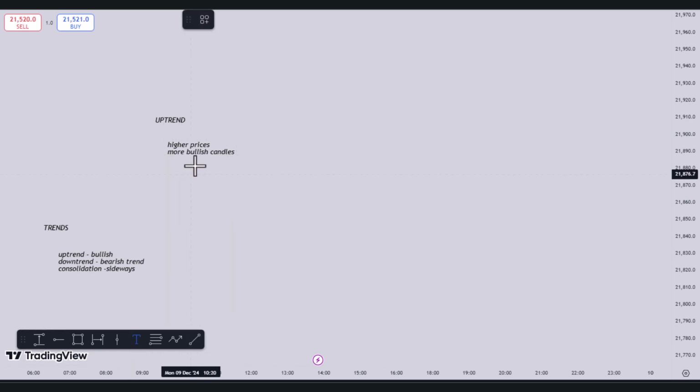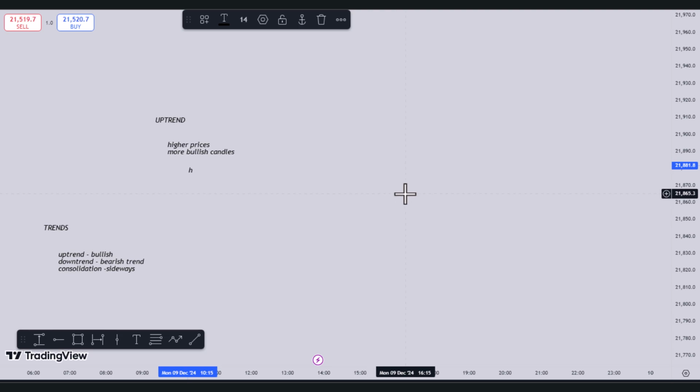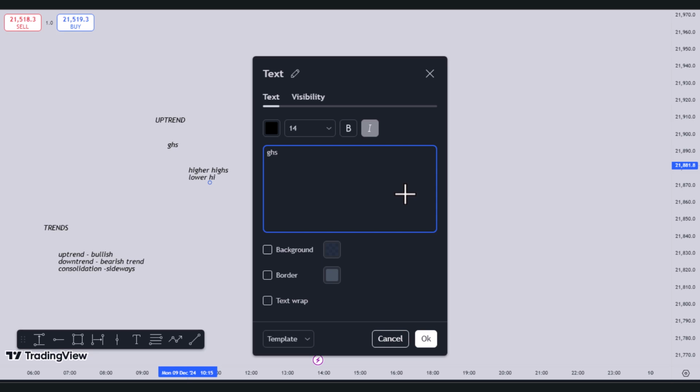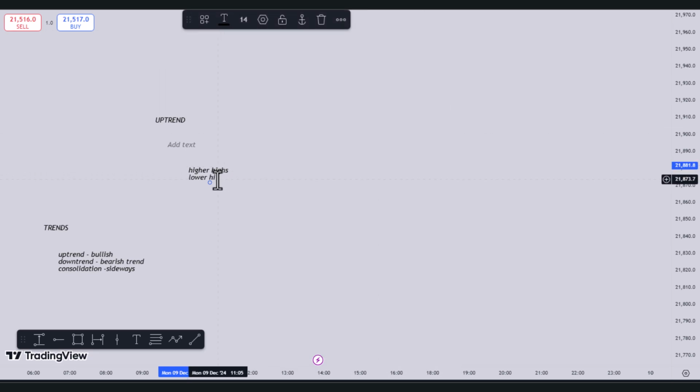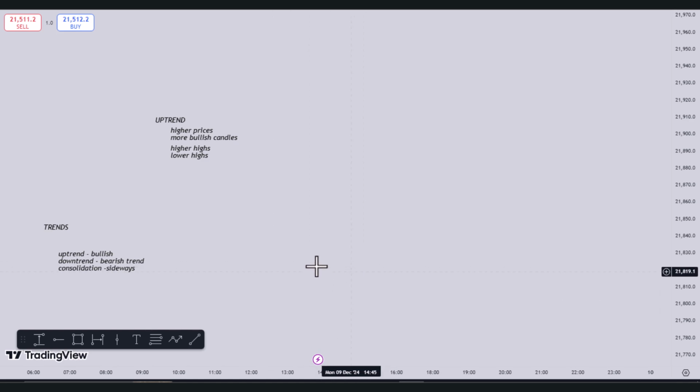We also expect the trend to give us higher highs, and lower highs. Lower highs right here. So I'm going to illustrate this in a few.